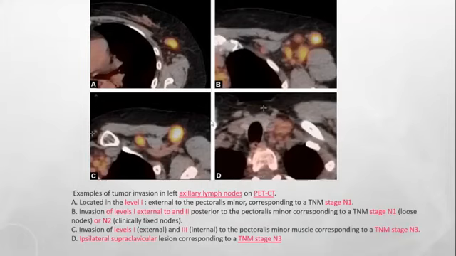Okay, see, this is the pectoralis. This is lateral and this is medial. So we are talking about level 1 and level 3, corresponding to TNM N3. Ipsilateral supraclavicular, TNM N3.